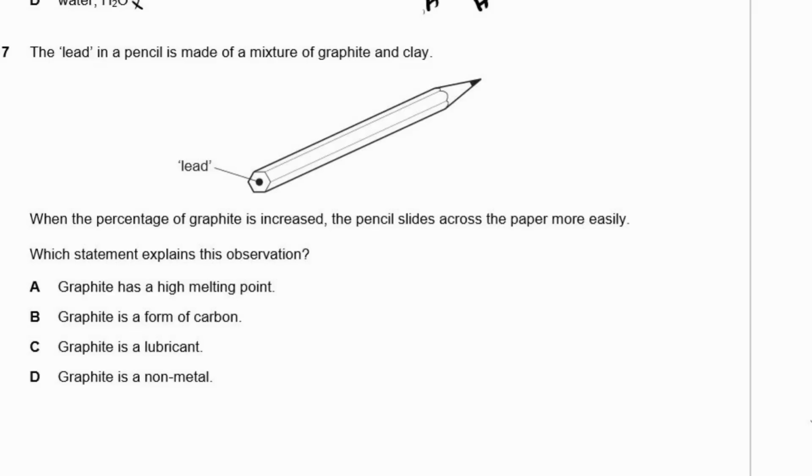So, graphite has a high melting point. Well, yes, but that has nothing to do with sliding across a paper. Graphite is a form of carbon. Yes, but sliding across a paper does not explain that it's carbon. It could be something else sliding across the paper. Graphite is a lubricant. Yes, lubricants make things slide more easily past each other. So the answer is probably C. And graphite is a non-metal. Yes, but sliding across the paper more easily does not actually show that it's a non-metal. There's lots of non-metals, and lots of things that slide across the paper more easily that are metals.